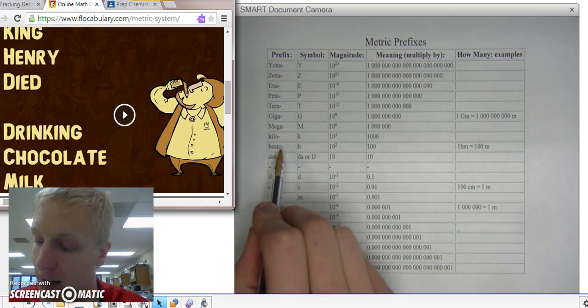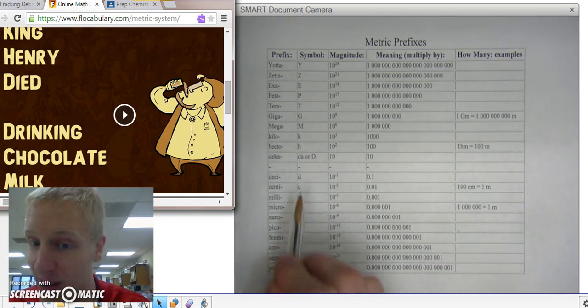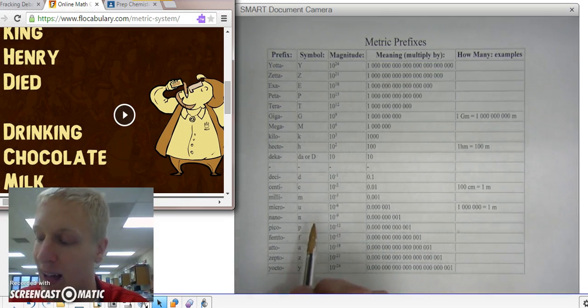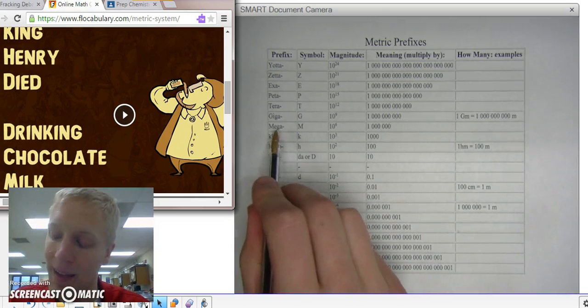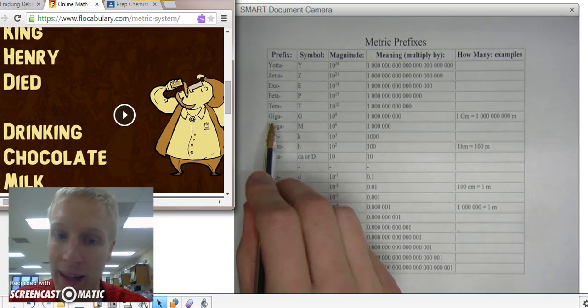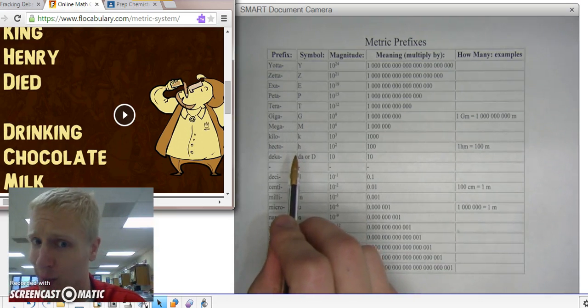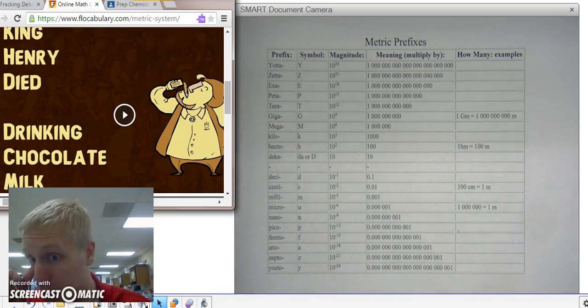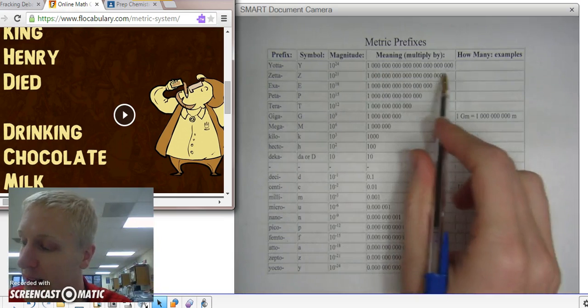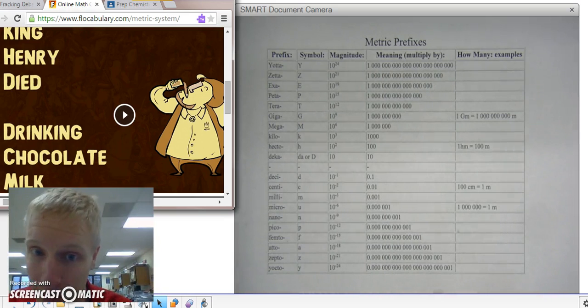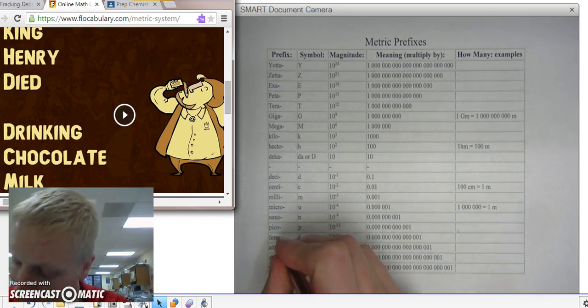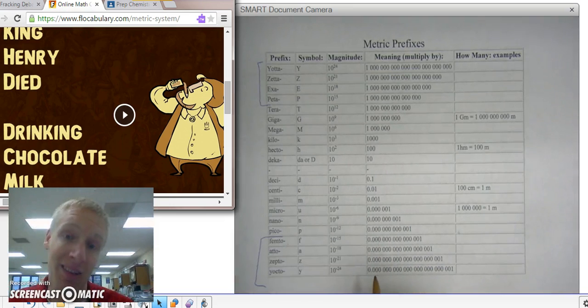If we have hectometer, that represents 100. If we have kilometer, that's 1,000. And then it gets a little trickier when you go up to mega, giga. It moves the decimal over by 3, and we'll talk about that very shortly. There are tons of different prefixes, although the numbers get ridiculously large and ridiculously small. We're not even going to worry about femto and smaller, and we're not going to worry about peta and larger.